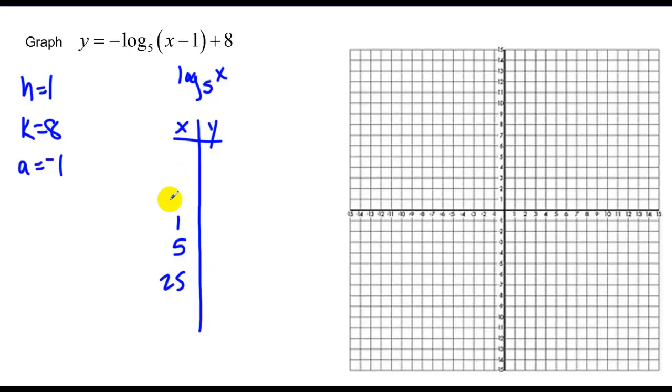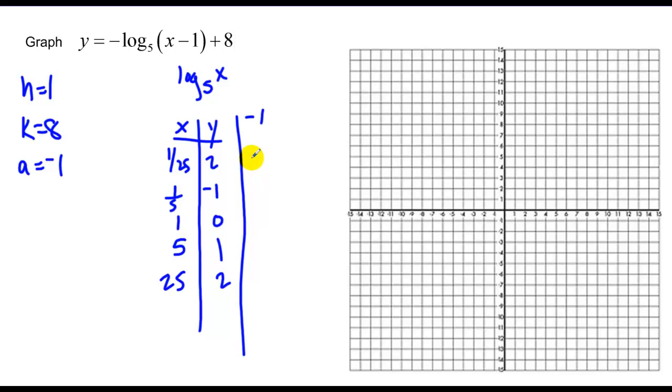1, 1/5, and 1/25. Power of 5 is 1, that's a 0. Power of 5 is 5, 1. Power of 5 is 25, 2. -1 and 2. We're going to multiply all these by -1. So I get a -2. Whoops, I lied. I get a +2, +1, 0, -1, and -2. And I do all that from the point 1 and 8.